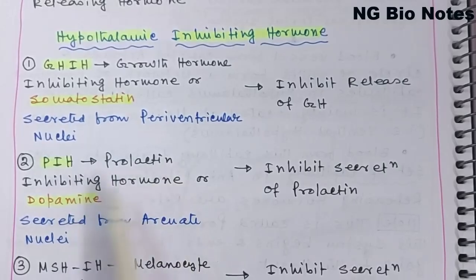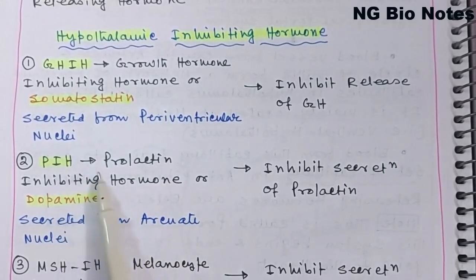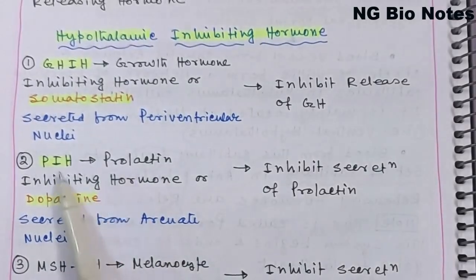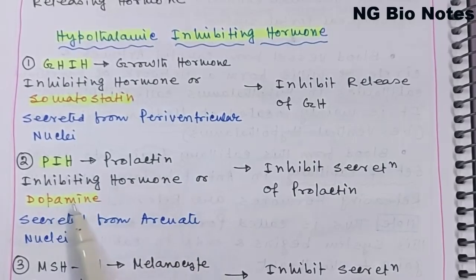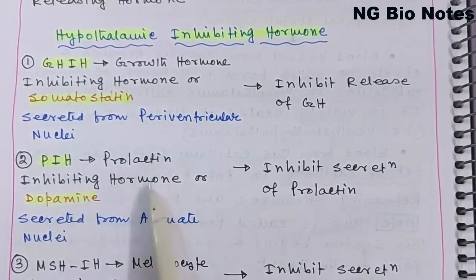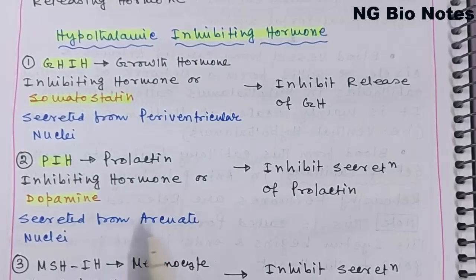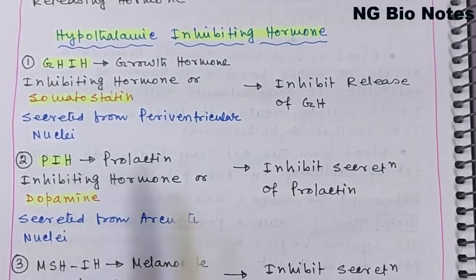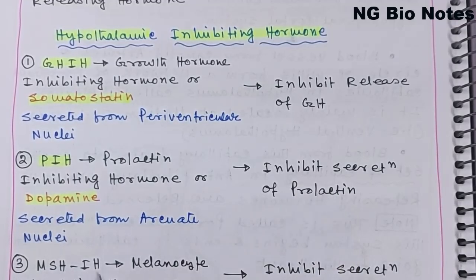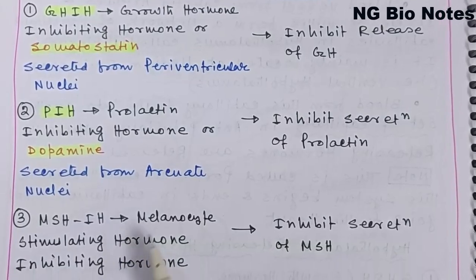The second one is prolactin inhibiting hormone. Thyrotropin releasing hormone activates secretion of prolactin, but the hypothalamus also secretes prolactin inhibiting hormone, which is called dopamine. This is secreted from the arcuate nuclei of the hypothalamus and inhibits secretion of prolactin from the adenohypophysis. Another type is melanocyte stimulating inhibiting hormone, which inhibits secretion of melanocyte stimulating hormone.